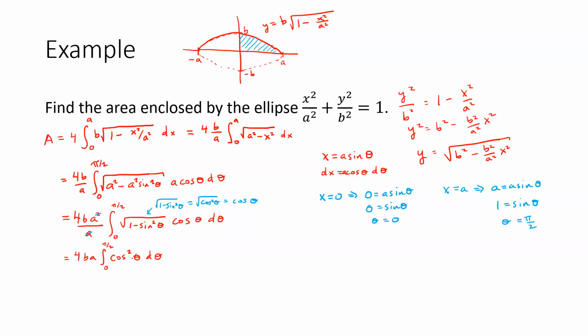And we know how to deal with this when we have an even power of cosine. Remember, we're going to use the power reducing identity, 1/2 times 1 plus cosine 2 theta. So now this one's pretty easy to integrate. So when we integrate, we'll have theta plus sine 2 theta over 2. And then we'll evaluate from 0 to pi over 2.